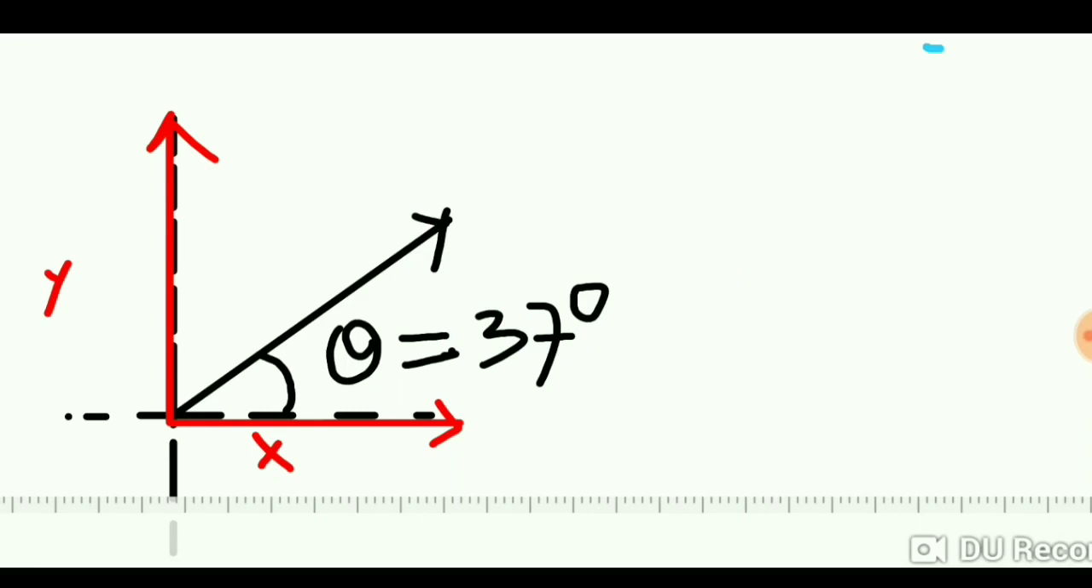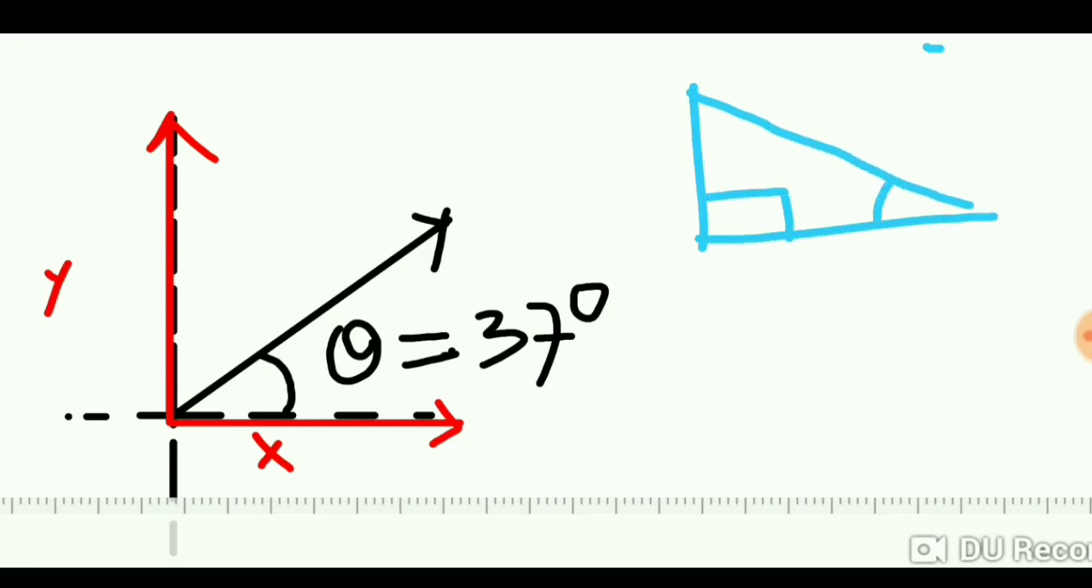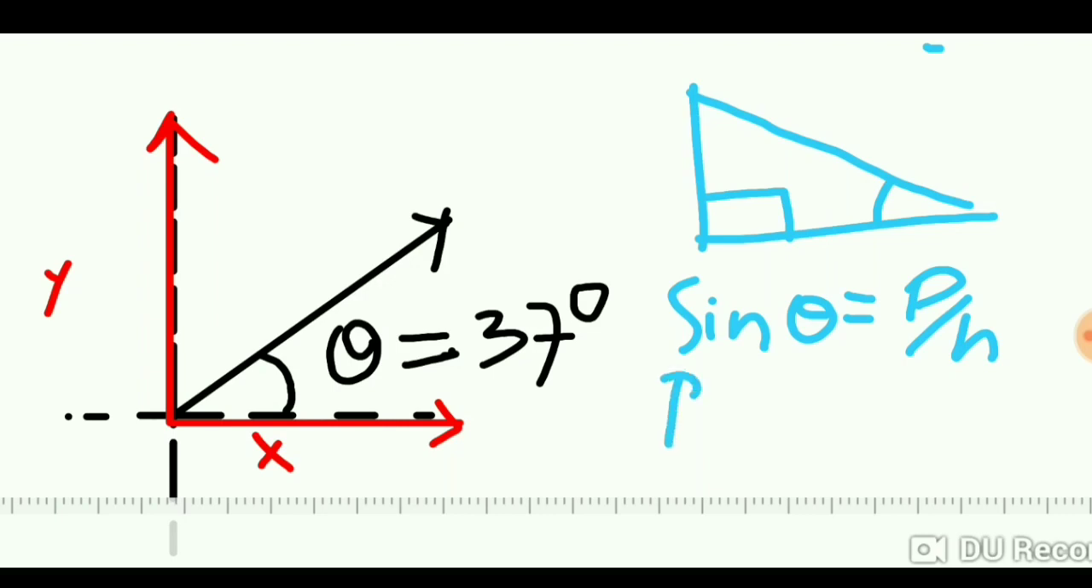Okay, as we all know, if we have a right angle triangle, sine theta is equal to P by H. So that means P is going to be equal to H sine theta. So we're on the same ground as that. Okay.